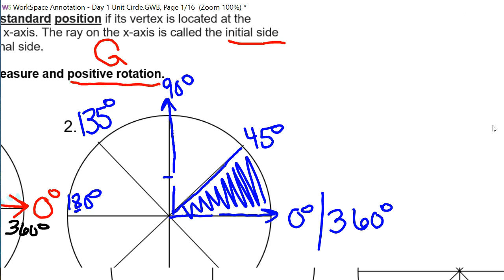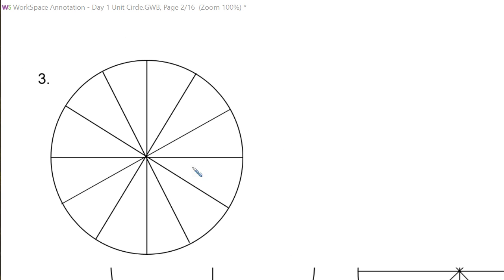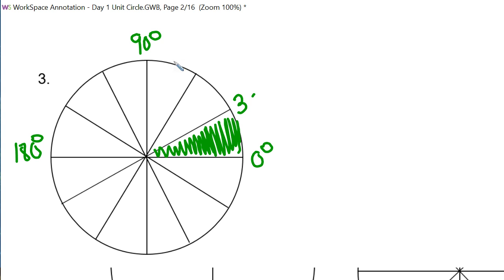Okay, now number 3. Over here on the right side, what angle do we start at? This one's 0 degrees, and over here is 180. And up here at the top would be 90 degrees. And looking at this angle right here, what fraction of 90 is it? 1/3 of 90. So 1/3 of 90 degrees would be how many degrees? 30 degrees. So each of these is counted by 30 degrees.